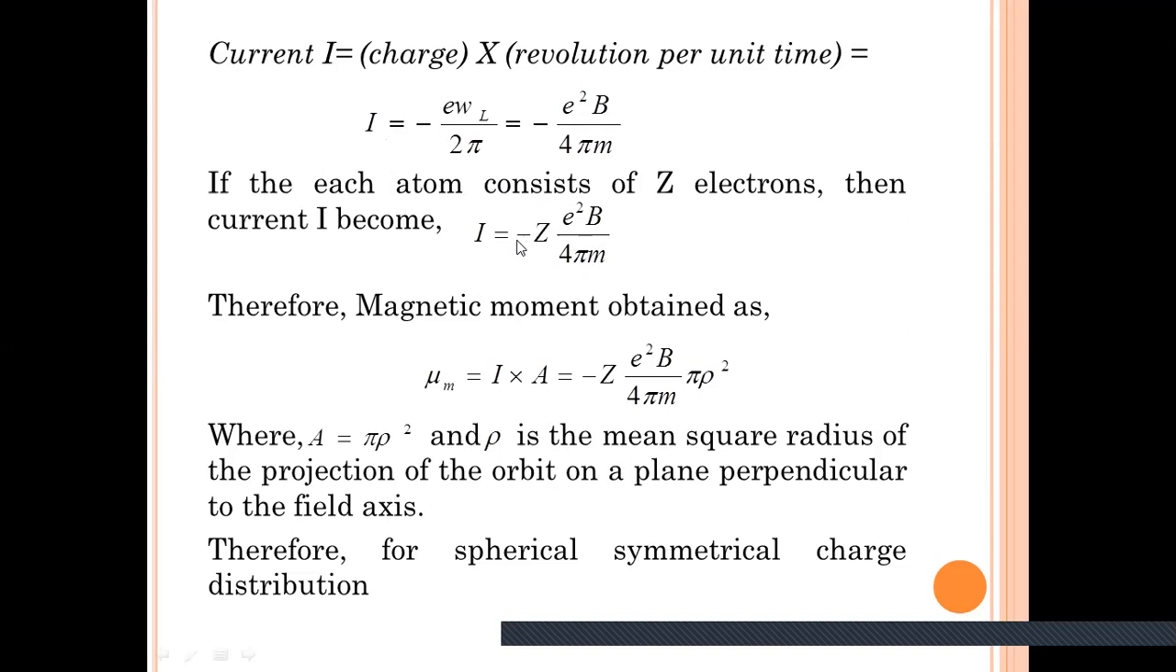We need a magnetic moment, and the magnetic moment is nothing but the product of current and area. Therefore, mu m is given by minus Z e² B upon 4 pi m, into pi rho square. Here rho is the mean square radius of the projection of the orbit on a plane perpendicular to the field axis.